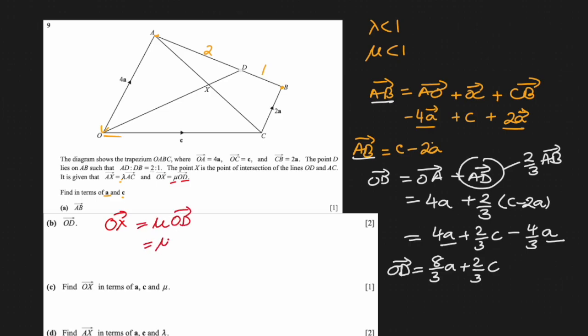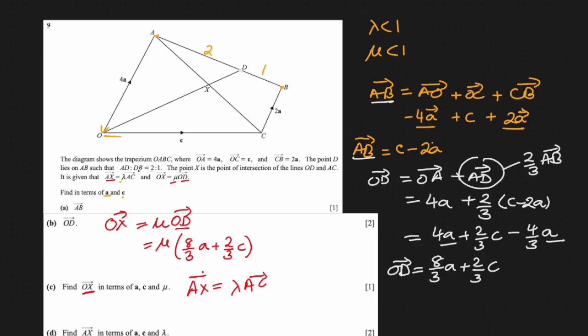And it will become mu, and OD is, now we found out, 8/3 of A plus 2/3 of C. Done. That's OX. Now AX in terms of AC and lambda, and AX is given here. AX is lambda times AC.